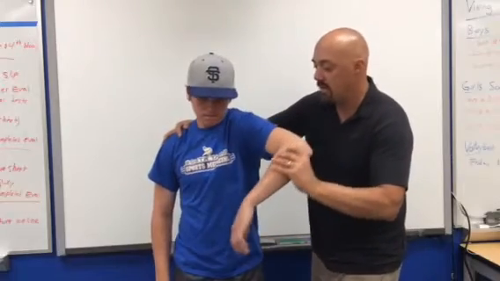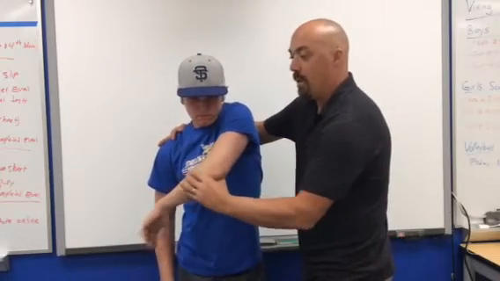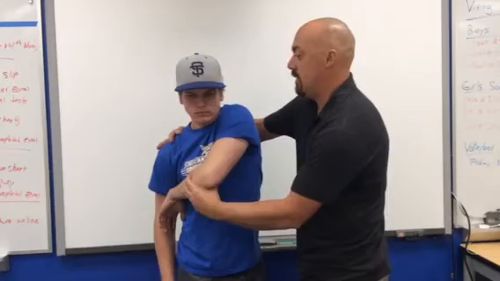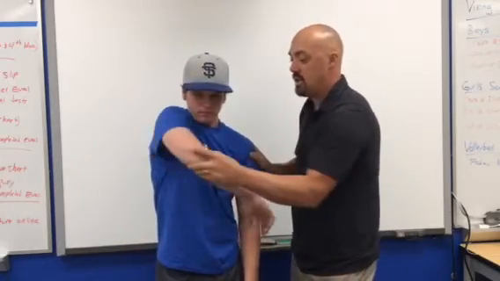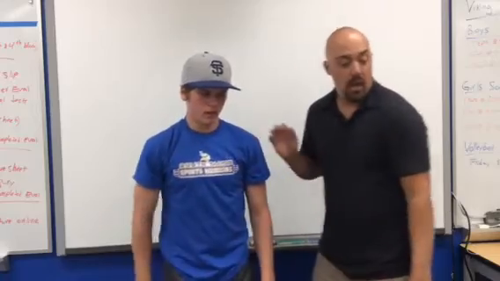Hawkins-Kennedy test is for impingement. So get internal rotation, like this, and now come across the body. We do that. Positive for impingement would be if that causes pain. Does that cause you any pain? So he has good range of motion. We'll check the other side as well. So internal rotation, and then coming across.